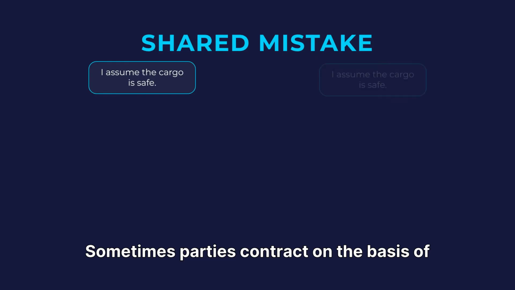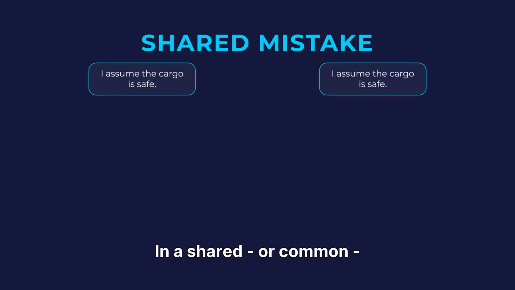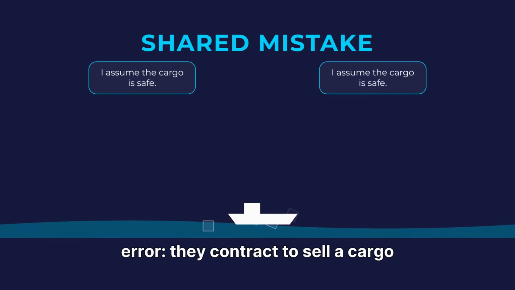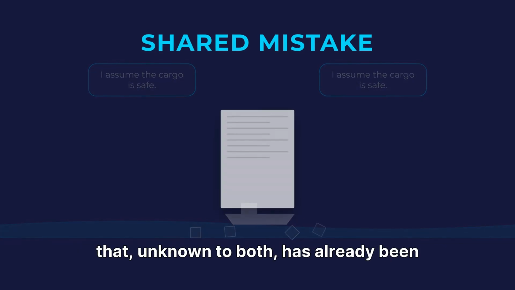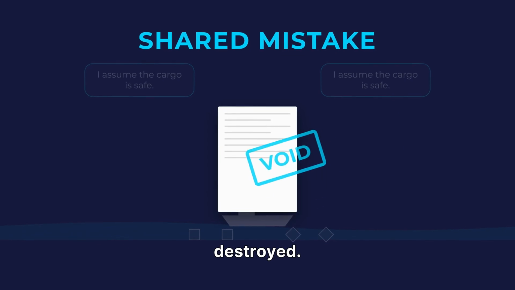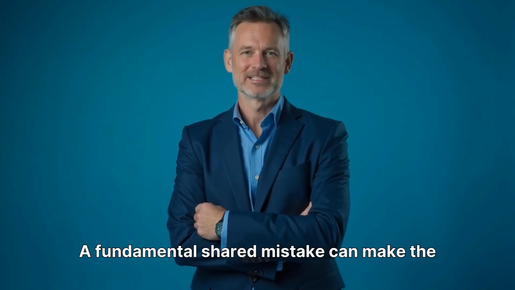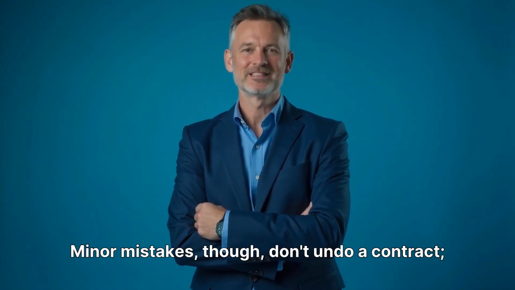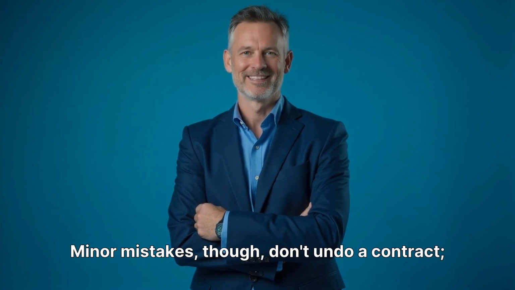Then, mistake. Sometimes parties contract on the basis of a false assumption. In a shared or common mistake, both parties make the same fundamental error. They contract to sell a cargo that, unknown to both, has already been destroyed. A fundamental shared mistake can make the contract void, as if it never existed. Minor mistakes, though, don't undo a contract. The law expects parties to check their facts.